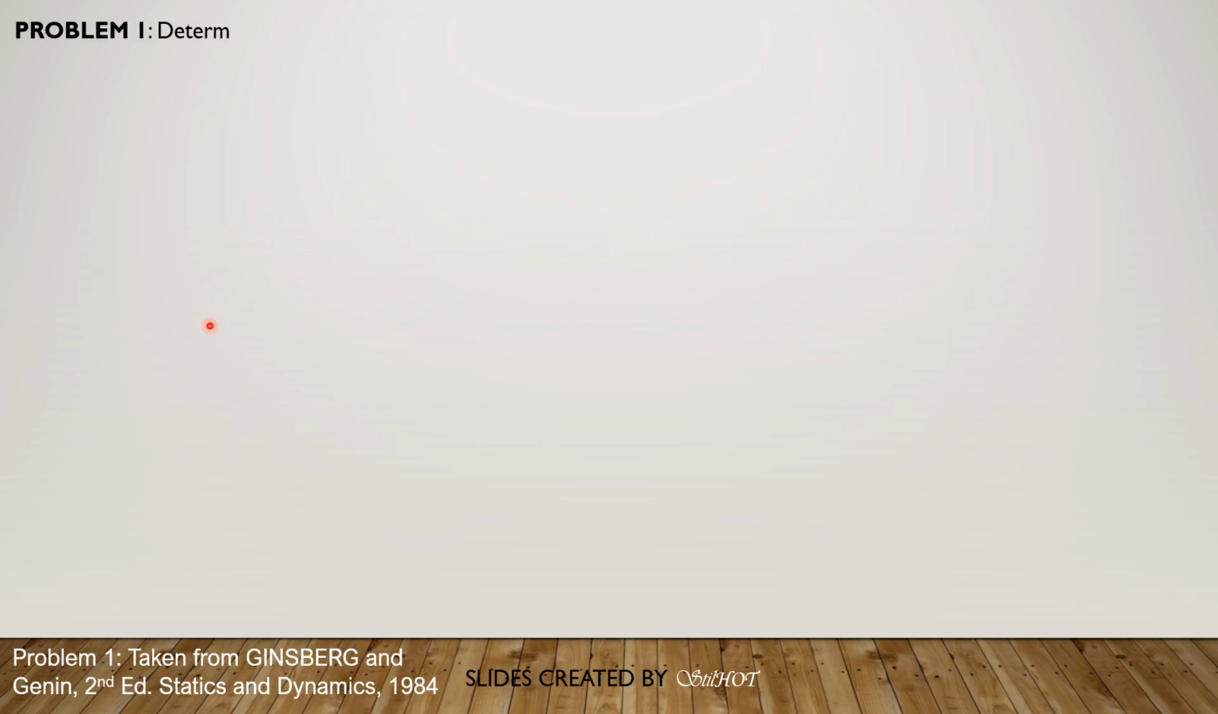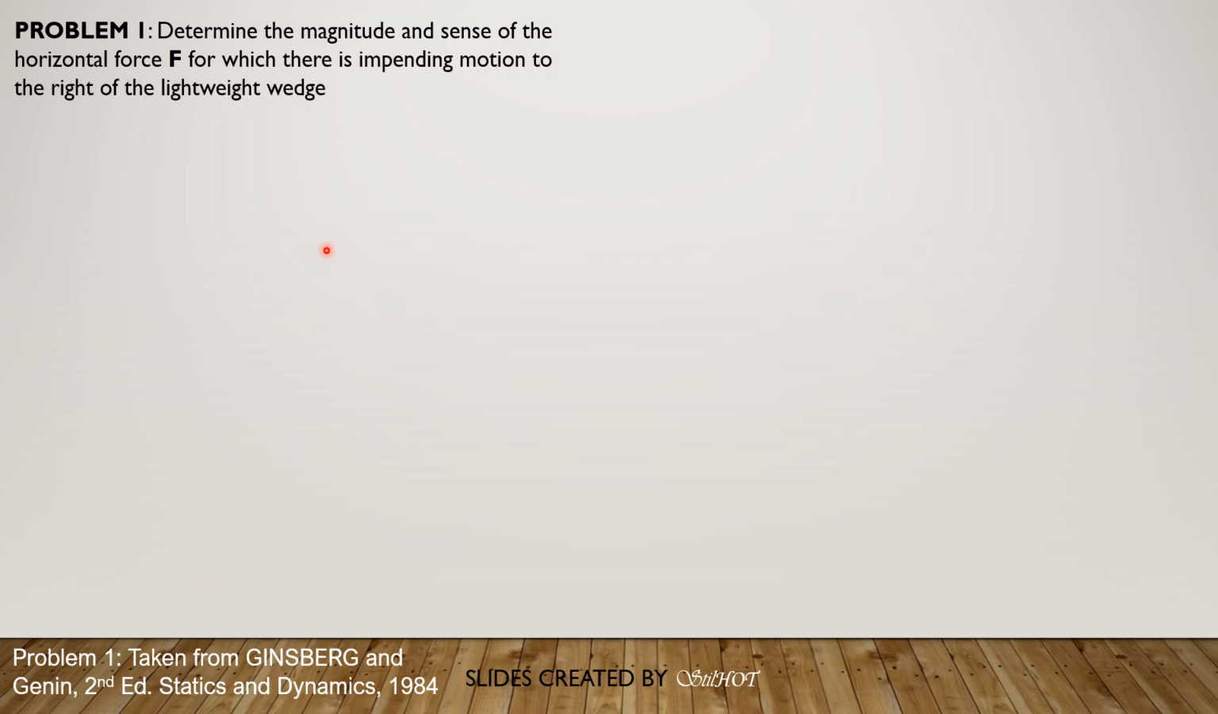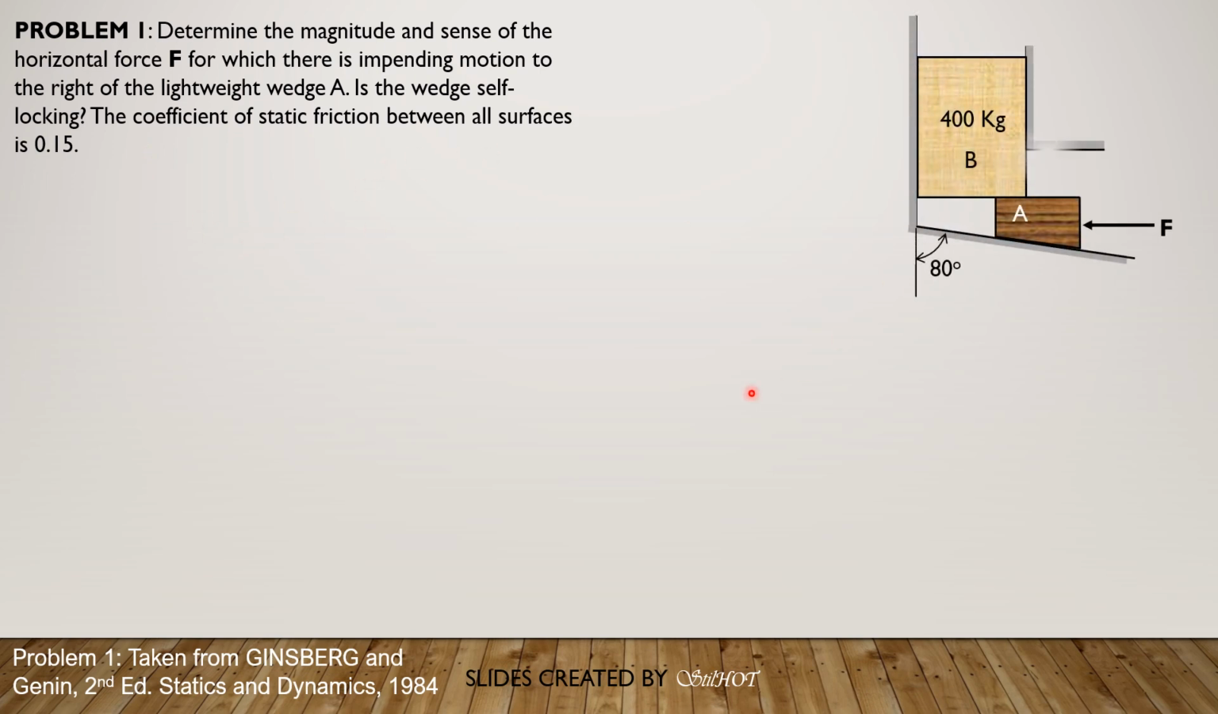So here is the first problem. Determine the magnitude and sense of the horizontal force F for which there is impending motion to the right of the lightweight wedge A. Is the wedge self-locking? The coefficient of static friction between all surfaces is 0.15. So this is the given figure.